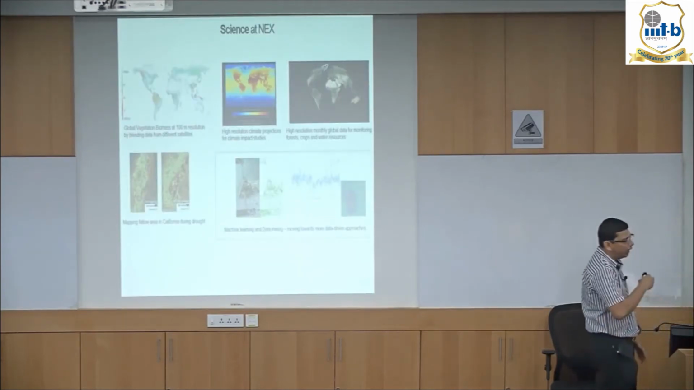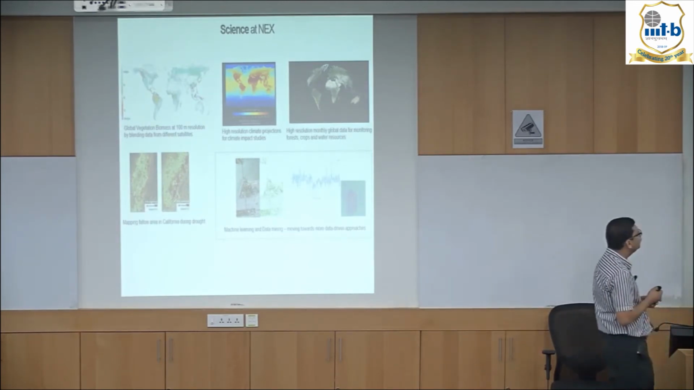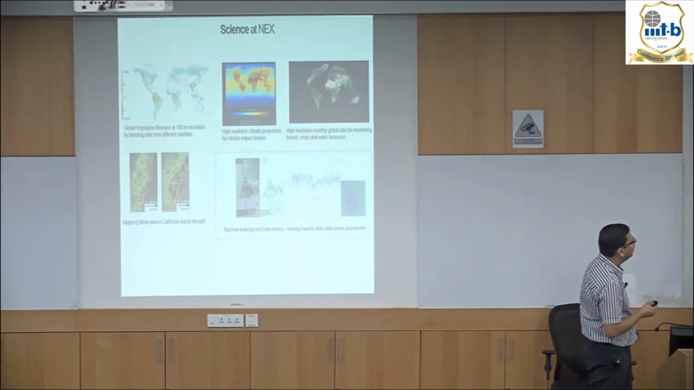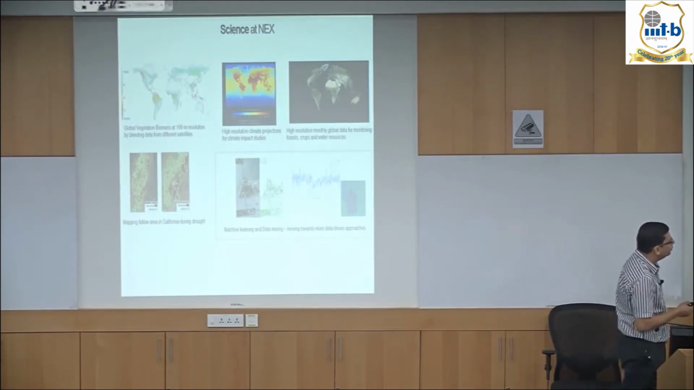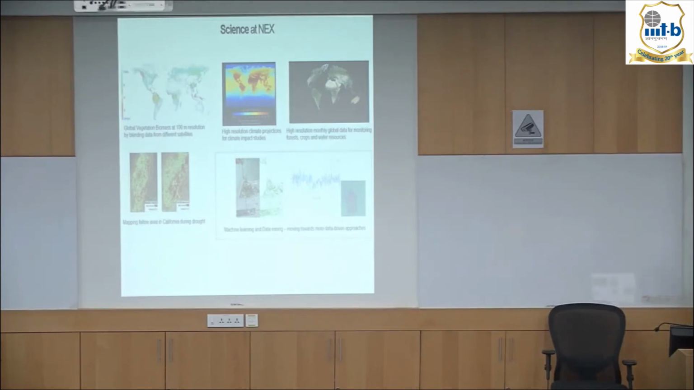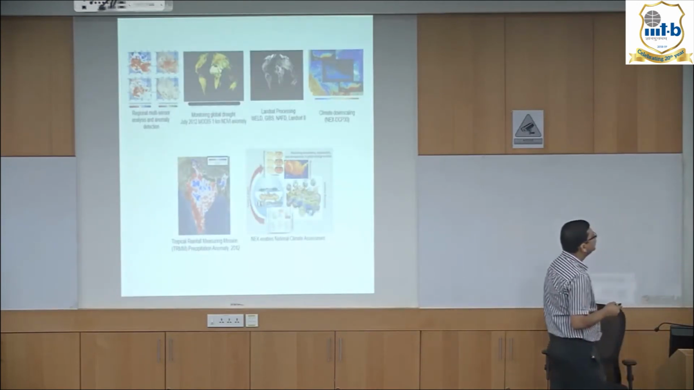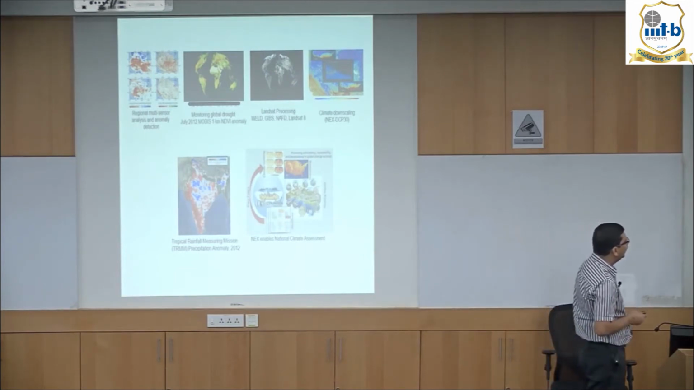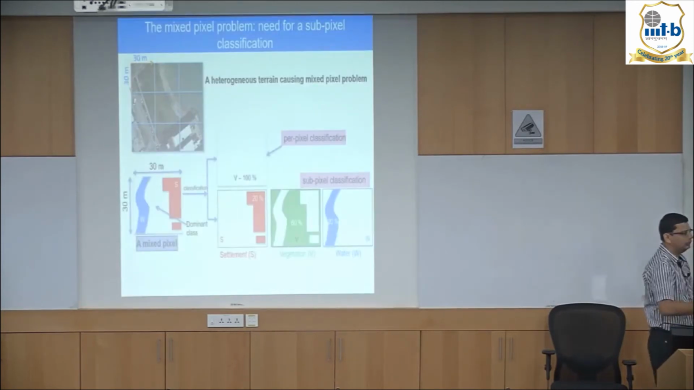So some of the large scale projects which are now being carried out using the NASA exchange are vegetation biomass at 100 meter resolution for the entire globe, high resolution climate projection, Landsat data mosaicing, and mapping fallow land in California. They are moving towards a data driven approach by doing large scale analysis for cities. There are some other big projects like global drought monitoring, TRMM for India, national climate assessment, and so on. So there are many other projects going on in parallel.